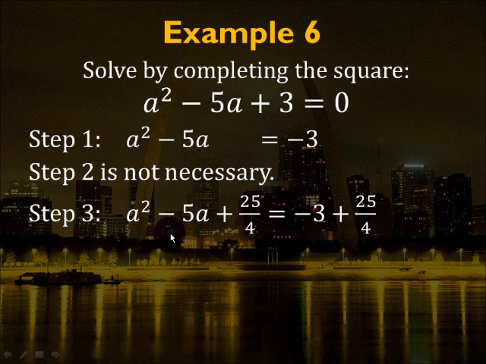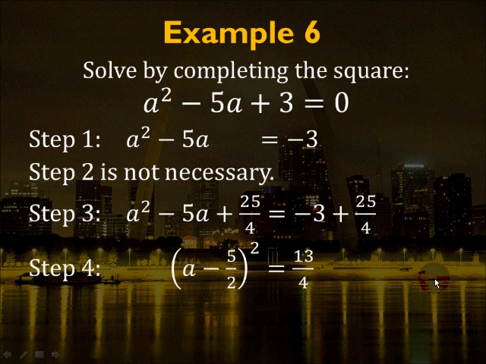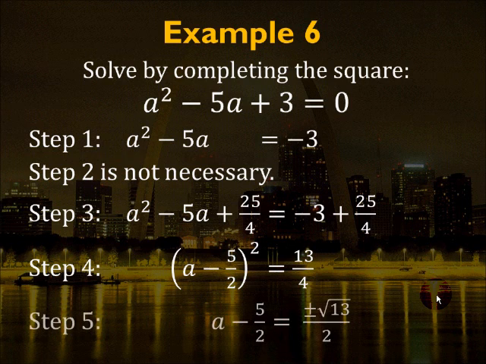Again, you're going to square negative 5 over 2, which is 25 fourths. Add that to both sides. Now simplify, and you will see that this is a minus 5 halves squared. This equals 13 fourths. Now you will take the square root of both sides to get a minus 5 halves equals plus or minus the square root of 13 over 2.